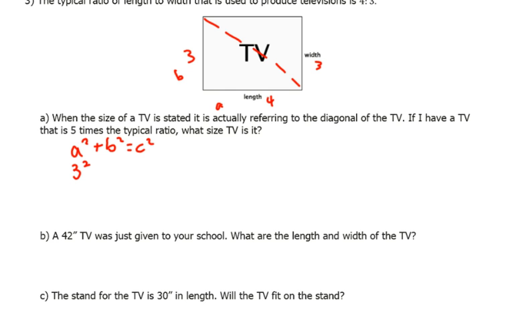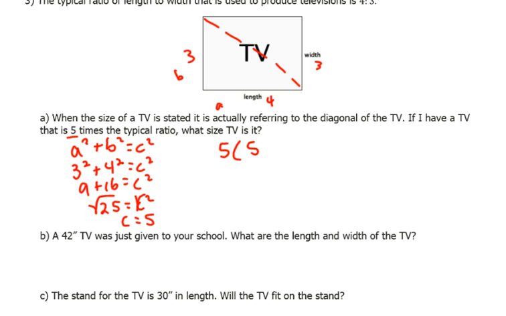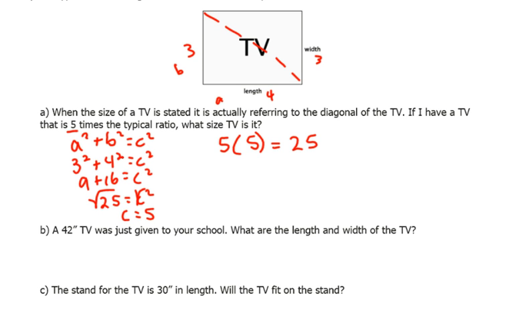So when we plug in 3 squared plus 4 squared equals C squared, 9 plus 16 equals C squared, that's 25 equals C squared, and when I square root this, we find out it's 5. So the ratio is 3, 4, 5, but it says in this question it's 5 times the typical ratio. So we're on the diagonal now. If this is 5, we have a TV 5 times the original ratio. So our TV would be 25, whatever unit is big.